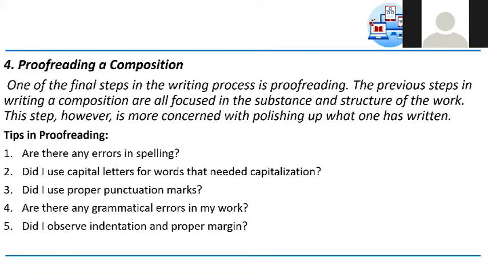So the previous steps in writing a composition are all focused on the substance and structure of the work. Now this step, however, is more concerned with polishing up what one has written. Okay. Now, what are some of the tips in proofreading? So you have to consider the spelling. Are there any errors in spelling?